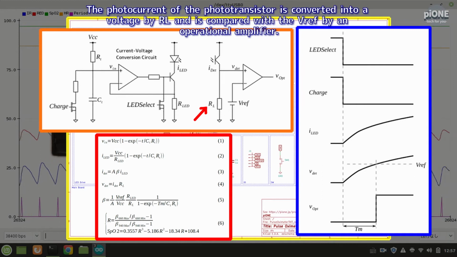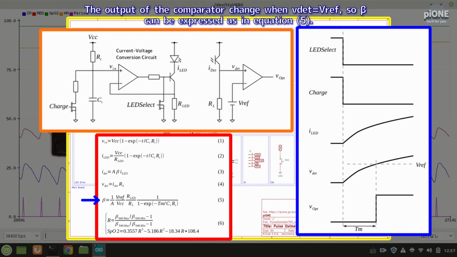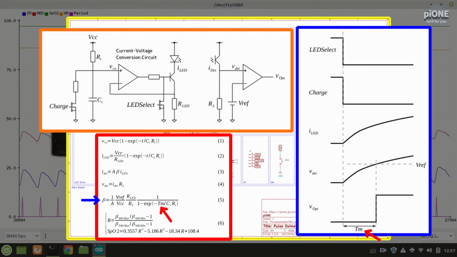The photocurrent of the phototransistor is converted into a voltage by RL and is compared with the Vref by an operational amplifier. The output of the comparator changes when VDET equals Vref, so beta can be expressed as in equation 5, where Tm is the time until opt goes high.